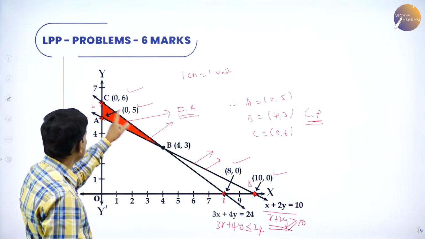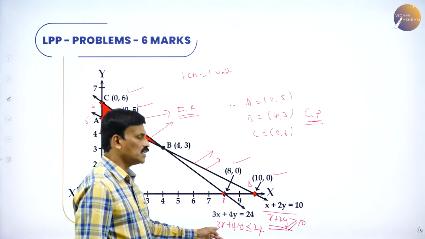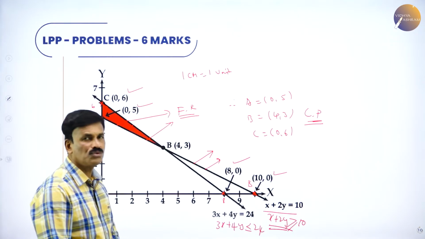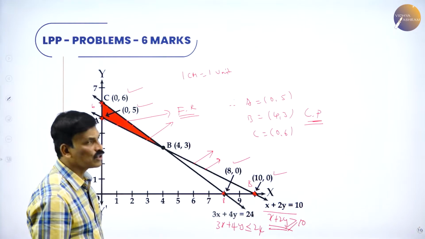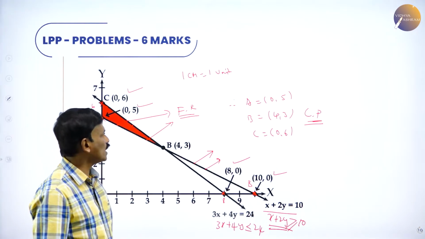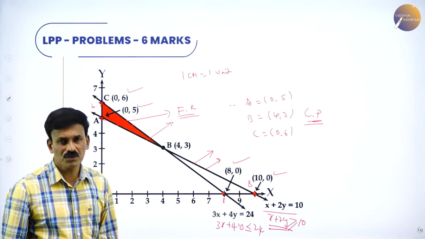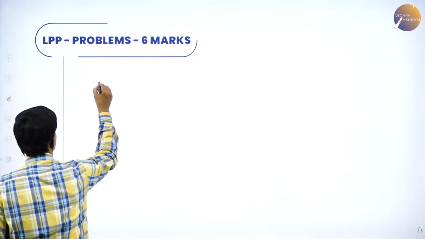A, B and C is the feasible region, which will satisfy the conditions 3x plus 4y is less than or equal to 24 and x plus 2y is greater than or equal to 10. Now, the corner points are (0, 5), (4, 3) and (0, 6). Now, find out the maximum and minimum value for this function. Now, let us go to this.